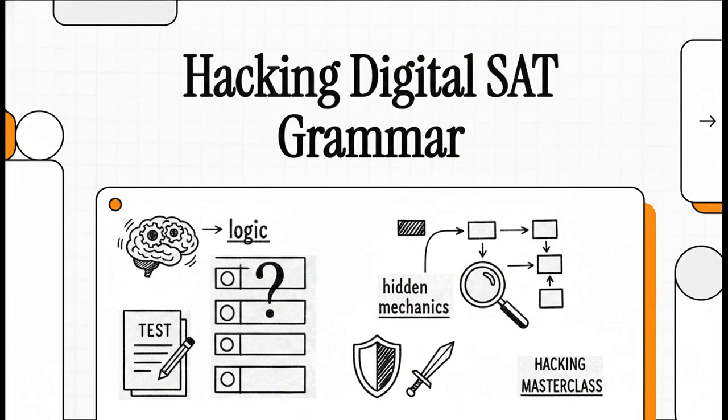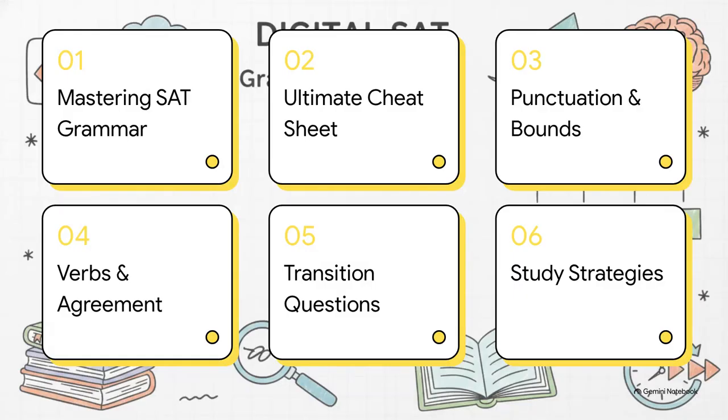We're going to deconstruct the whole thing using the ultimate authority on the subject so you can literally see and understand every single bit of the test's hidden mechanics. Here's our quick roadmap for today. We'll start with mastering digital SAT grammar, hit the ultimate cheat sheet, break down punctuation and sentence boundaries, cover verbs, tense, and agreement, hack transition questions, and then finish up with some essential study strategies.